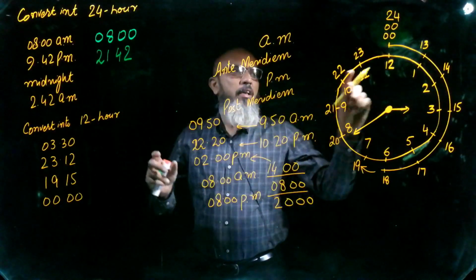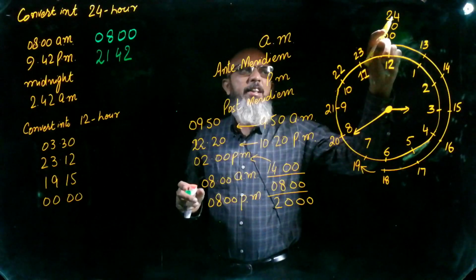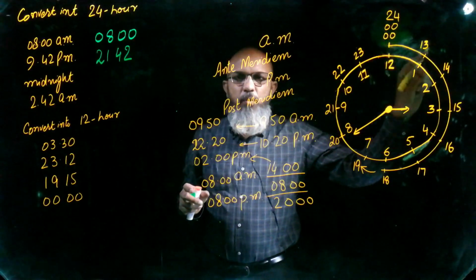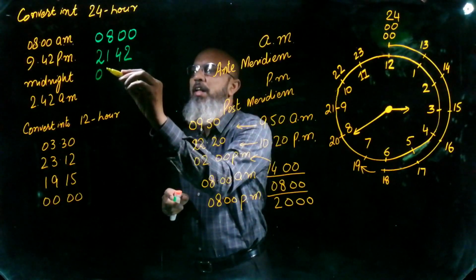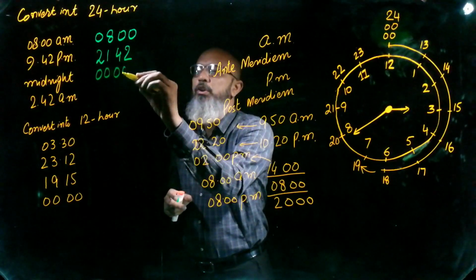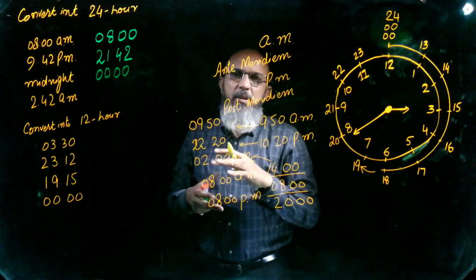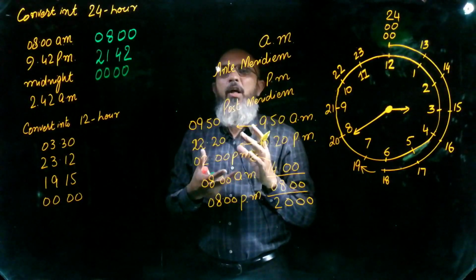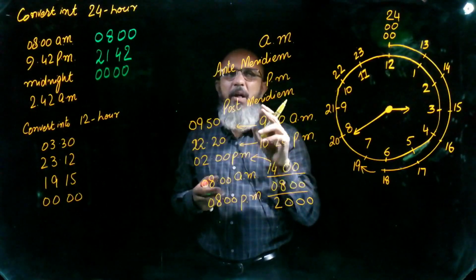So what is midnight? When you complete one circle, that is 0, 0. The 24-hour clock completes at midnight. So at midnight we call it 0, 0, 0. And at 12 in the noon, you call it noon. That is also 0, 0. Otherwise you can say 12 point.